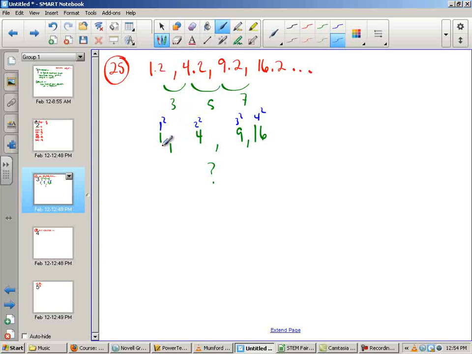And since this is the first term, n would be 1. Second term, n would be 2. N would be 3. N would be 4. Pretty soon we're seeing, hey, that 1, 2, 3, and 4, those are really n. So we have n squared. Okay, and that's going to produce 1, 4, 9, and 16. But then I still have to account for that, or compensate for the 0.2.